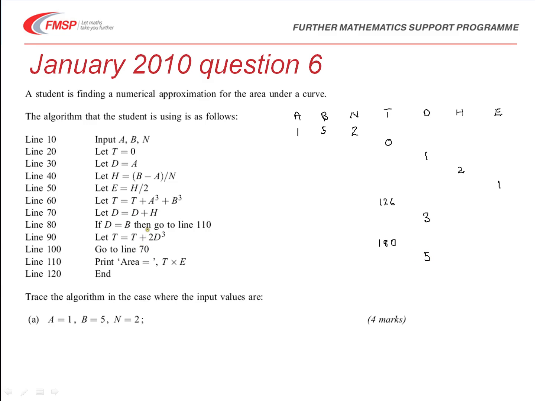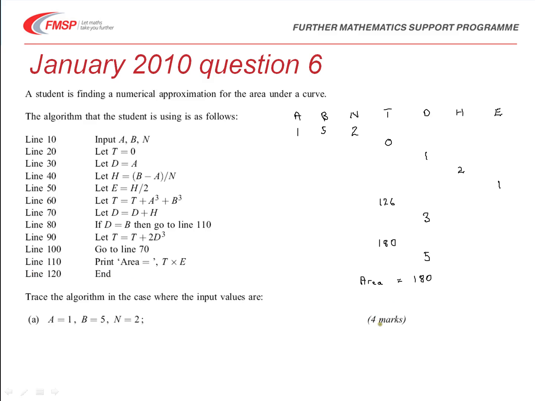Then it says, does D equal B? Well, B was 5 and now D is 5, so the answer to that's yes. So we go to line 110, where we've got to print the area, so we have to write area, and the area will equal T times E. So T is 180, E is 1, 180 times 1 is 180. There we go. We've come to the end, line 120.